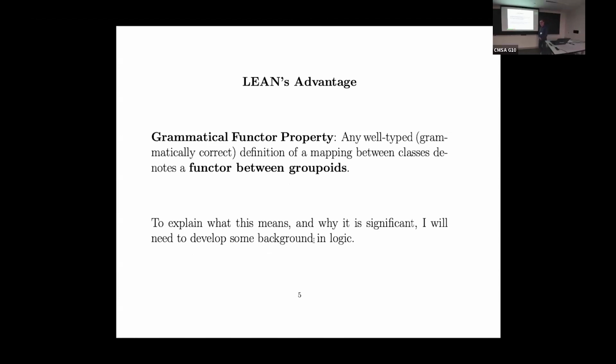What's this advantage that Lean has? I'm going to start by giving you the bottom line, the point I'm trying to make, which I'm going to call the grammatical functor property. Lean is a type theory, and a type theory has the property that expressions can be well-formed or not. We have a grammar that determines when an expression is well-formed. And the property is that if I've got a well-typed, grammatically correct definition of a mapping from one concept to another, that grammatical property guarantees that the mapping is a functor between categories.